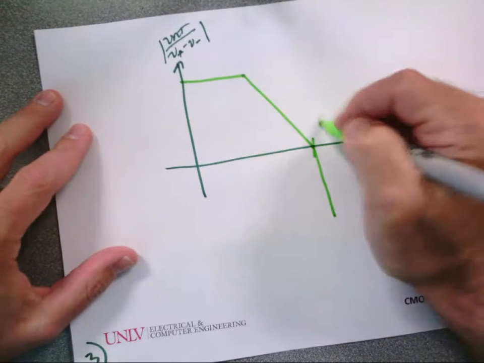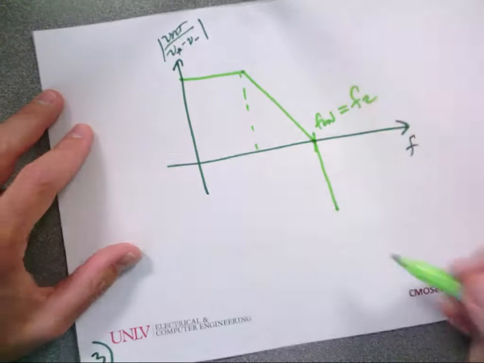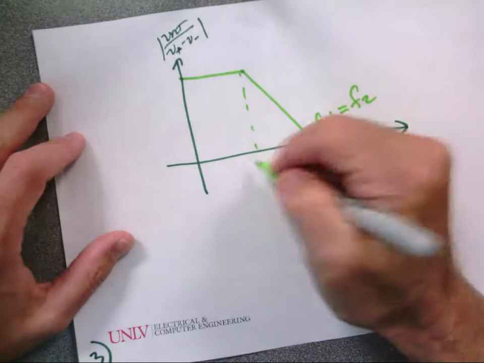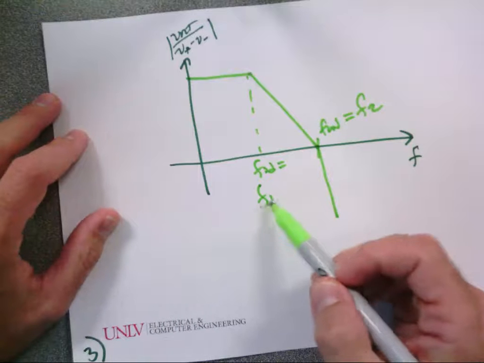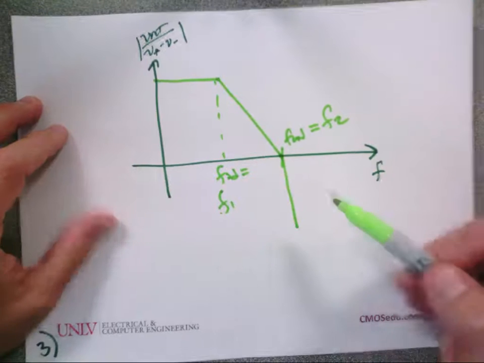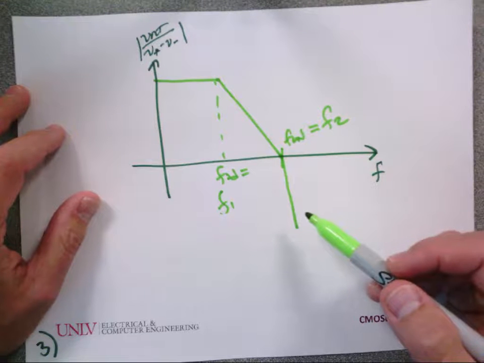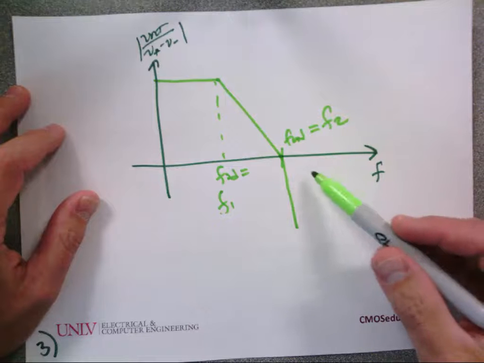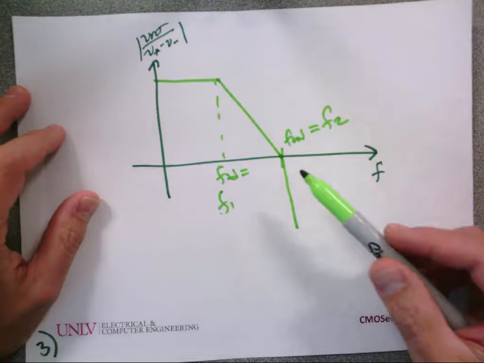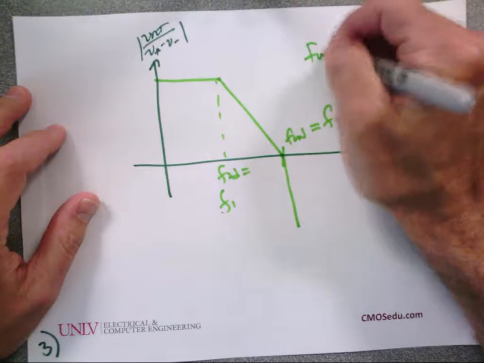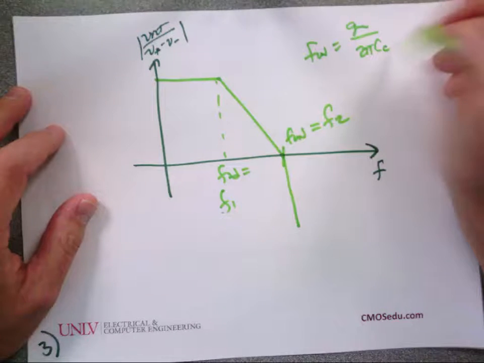So this is F unity, and I say it's equal to F2. This frequency is what? Which is also F1. What is F1 called? What is that associated with? The pole on the output of the diff amp, or the input of the second stage. What is F2? The pole associated with the output of the op amp. We know F unity is equal to GM over 2 pi C sub C, right?